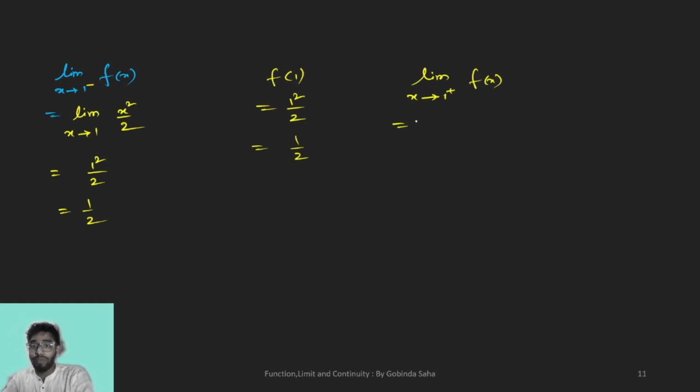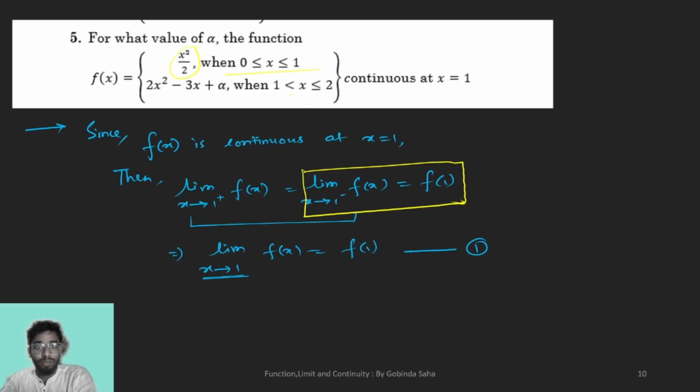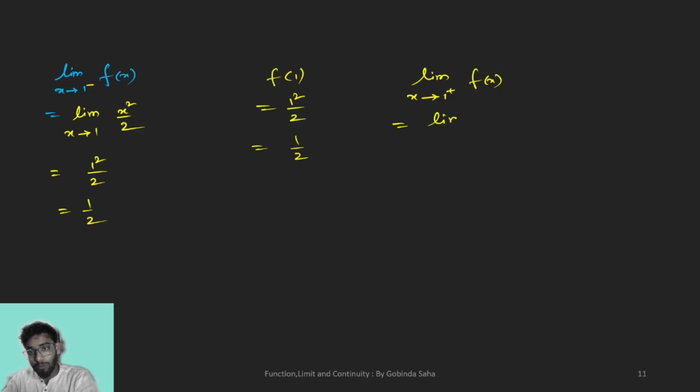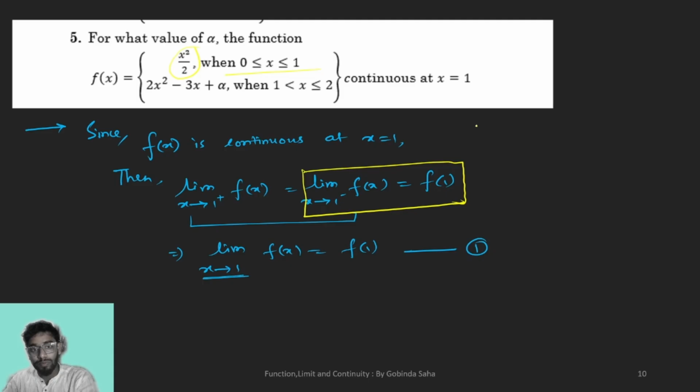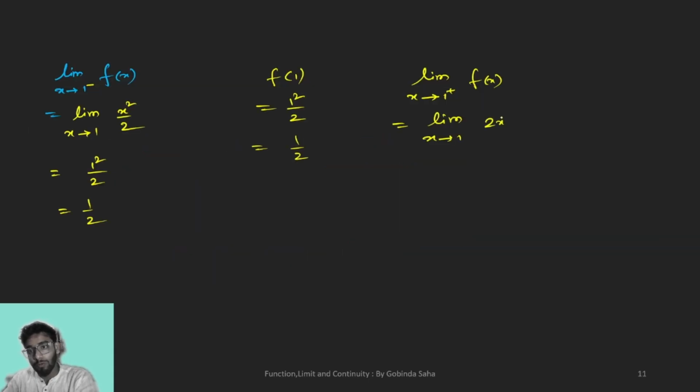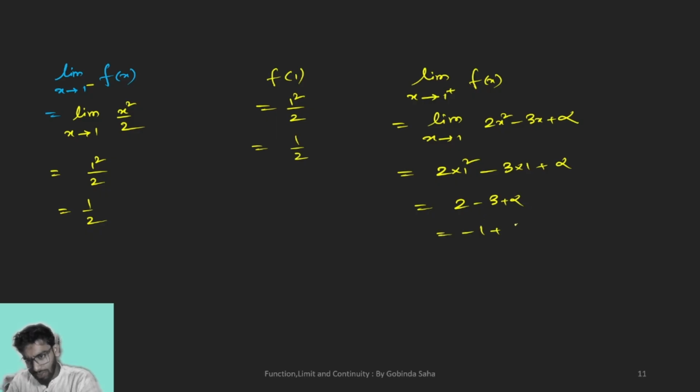So see, for the case of x tends to 1 plus, it is basically the value of x approaching 1 but more than 1. So for more than 1, it will be 2x square minus 3x plus alpha. So limit x tends to 1 plus of 2x square minus 3x plus alpha. Now if you put the value 1, no issue will be there. So you can easily put 2 into 1 square minus 3 into 1 plus alpha. 2 minus 3 plus alpha, it is nothing but minus 1 plus alpha.